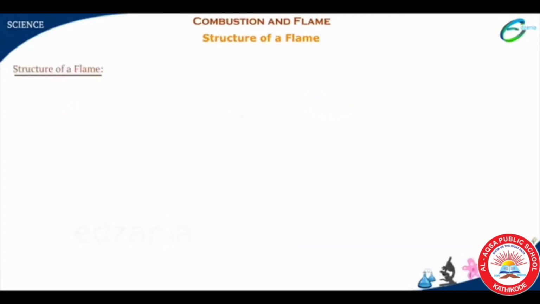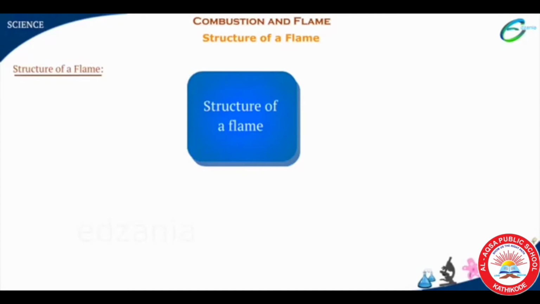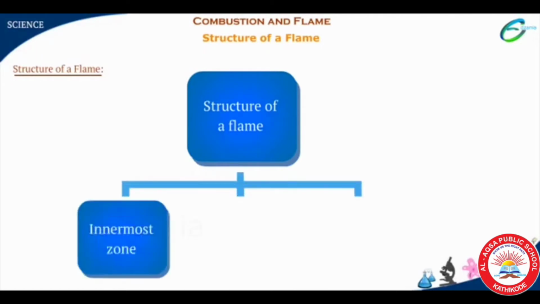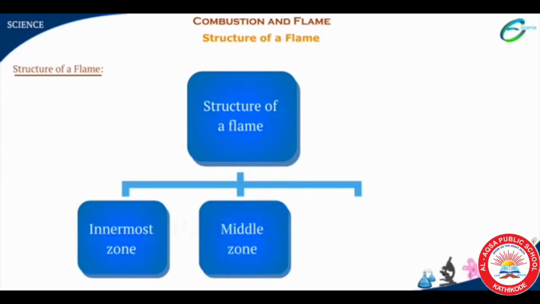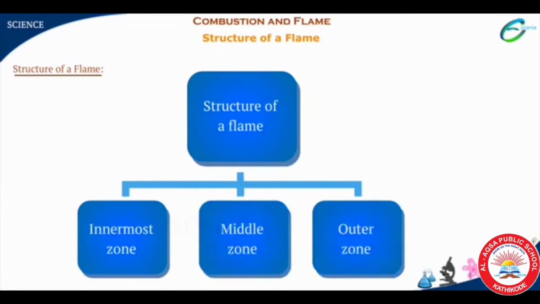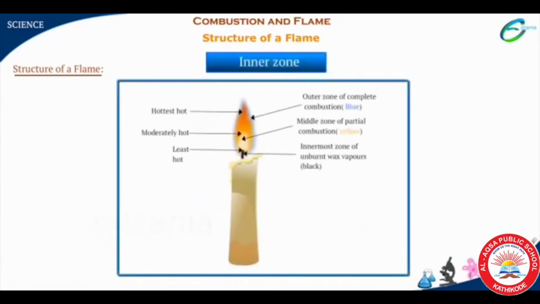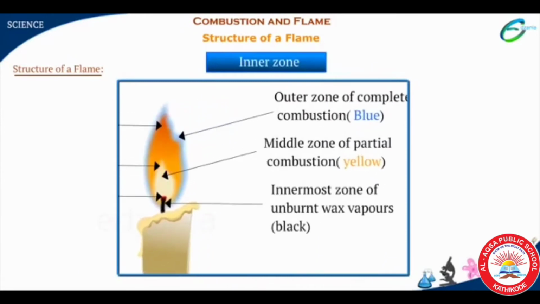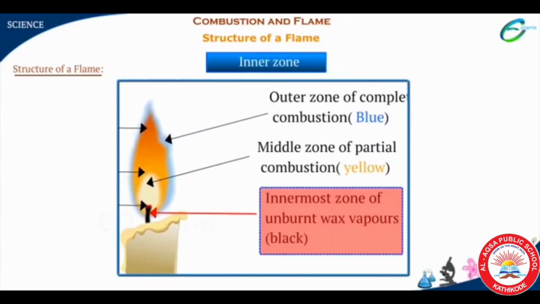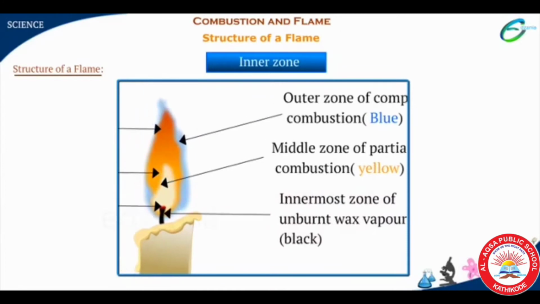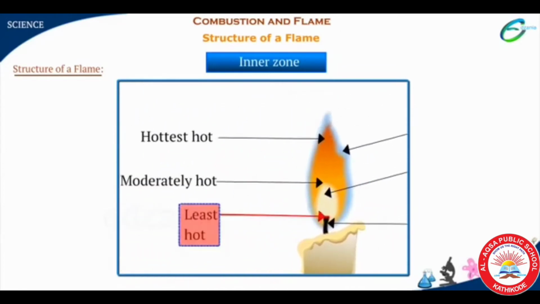The next one, we have to study the structure of a flame. A flame has three regions. The first one is the innermost zone, the second one is the middle zone, and the third one is the outer zone. Now you can see the innermost zone. It is black in color due to unburned wax vapors. So it is least hot.